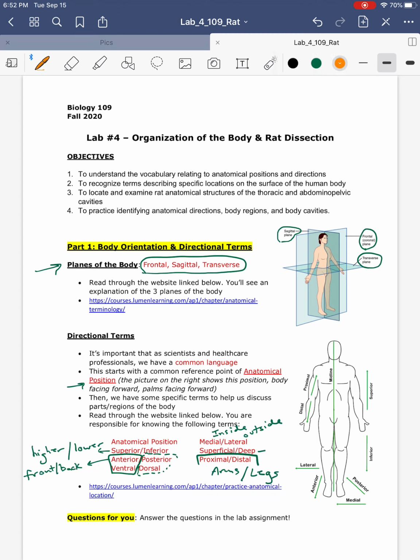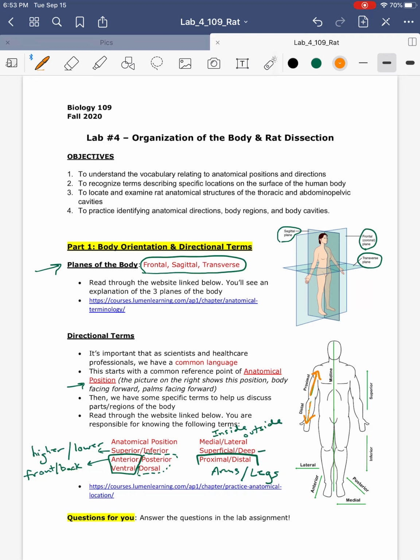If something is said to be proximal, it's closer to the point of attachment. So think about the arm here. If something is proximal, it's closer to the point of attachment. If something is distal, it's further away from the point of attachment. And these would stay, even if this person raised his arm up into the air, the proximal and distal definitions would still be the same. Either closer to the point of attachment, proximal, or further away from the point of attachment, distal.